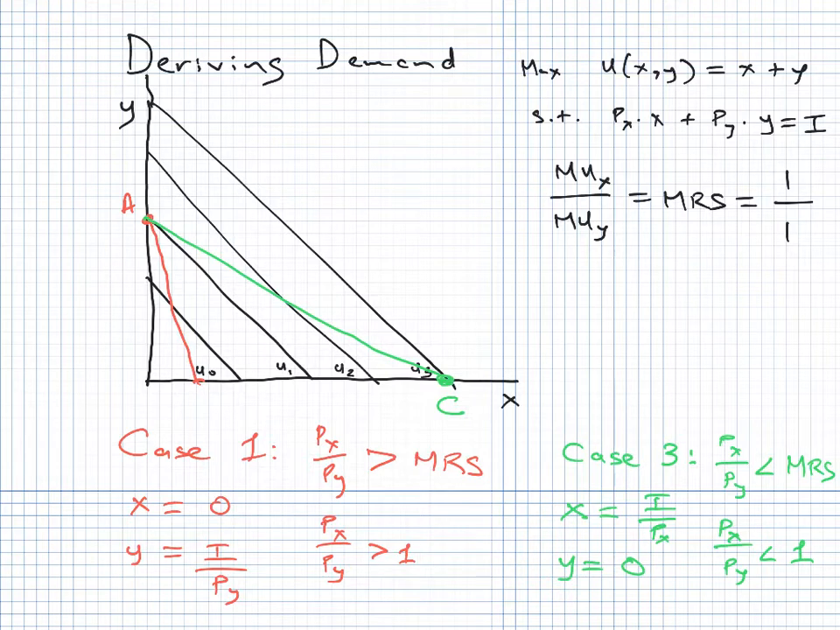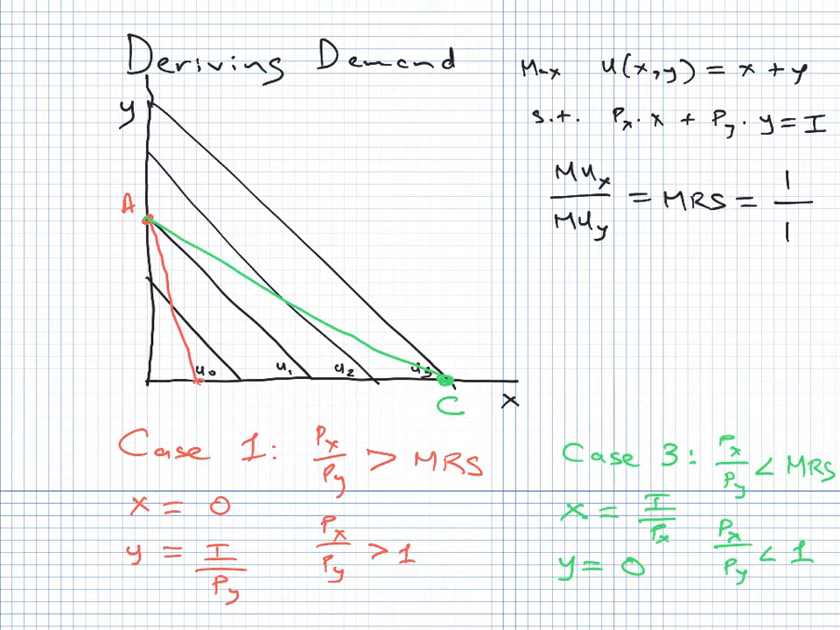So right now, we've got two cases, case 1 and case 3. If the ratio of the prices, in other words, if the slope of the budget constraint is steeper than the indifference curves, I am going to be in a situation like case 1, don't buy any of X, I spend all my money on good Y. Case 3, if the slope of the budget constraint is flatter than the marginal rate of substitution, then I spend all of my money on X and I don't buy any of good Y.